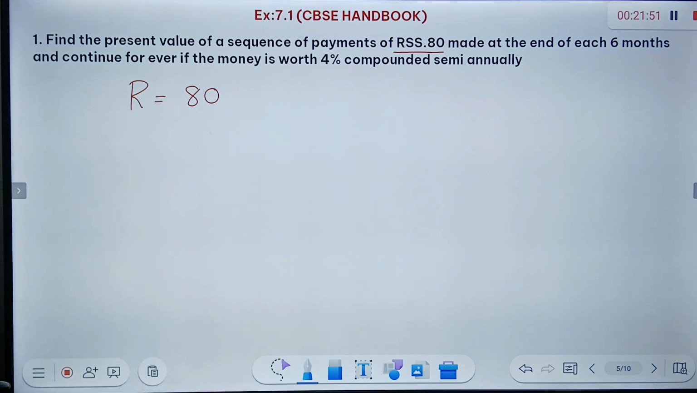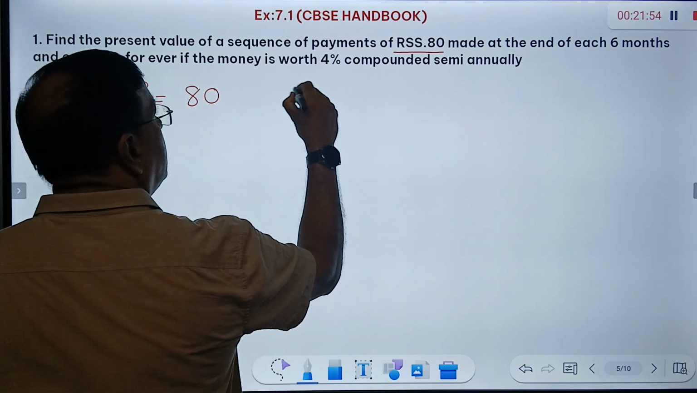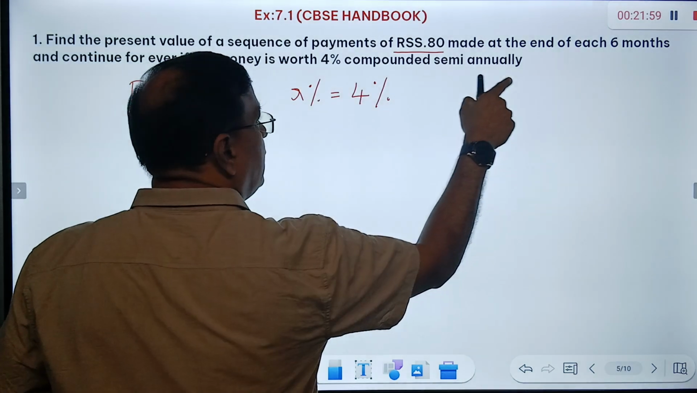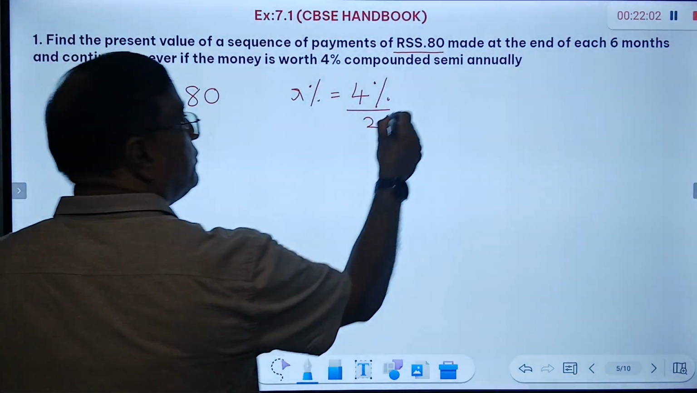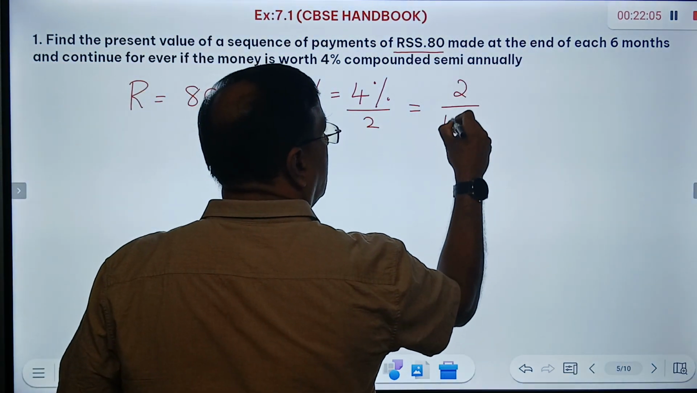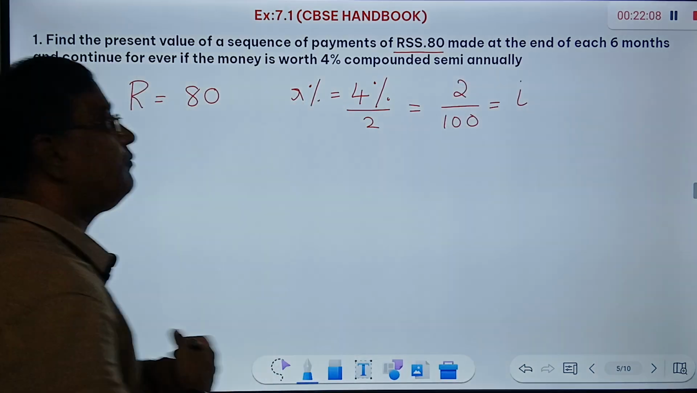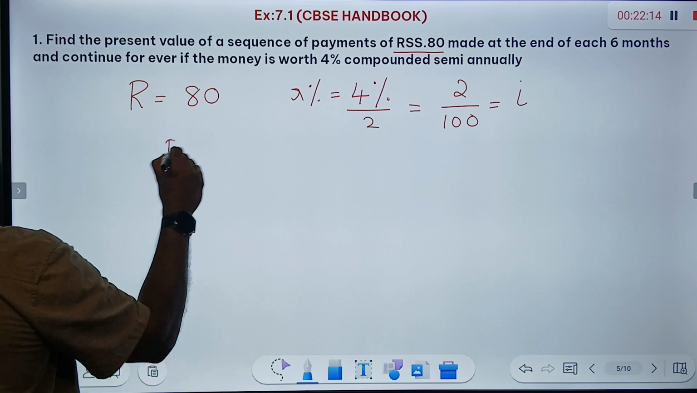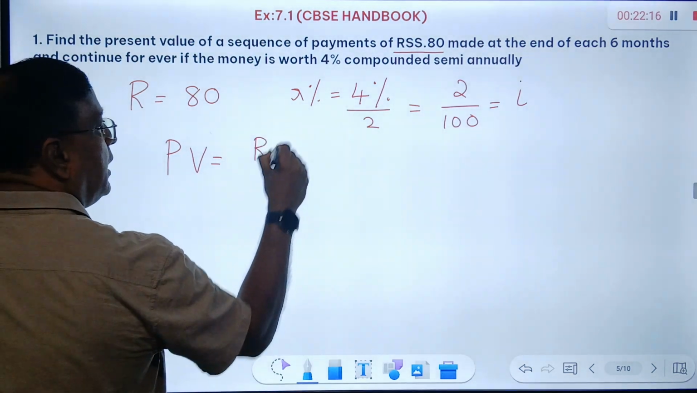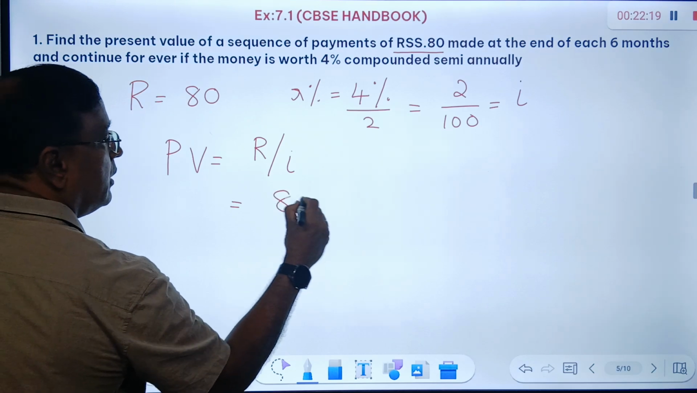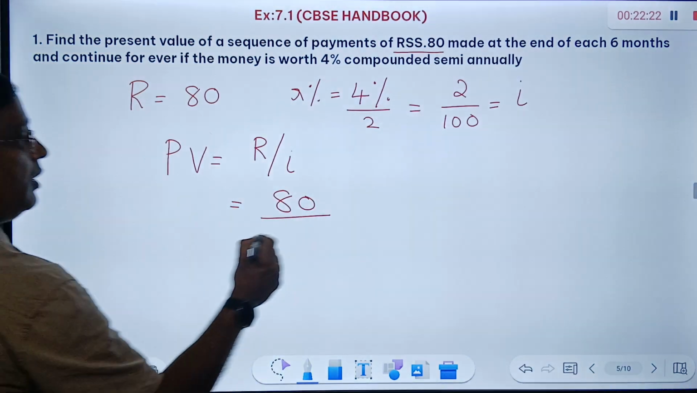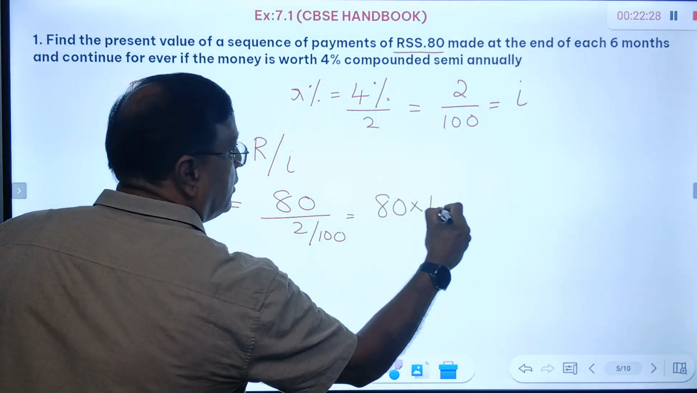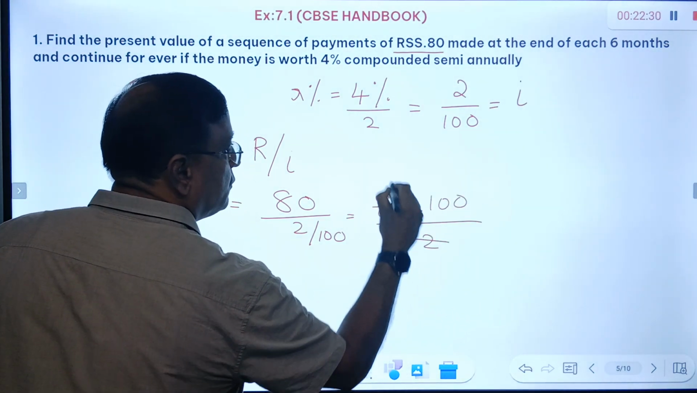Correct? Now what is my rate of interest? My rate of interest is 4%. But it is compounded semi-annually, so it has to be divided by 2. So what is that? 2 by 100. This is my i. Now what is the formula? Present value equal to R by i. Now what is R? 80. And what is i? 2 by 100. So this is nothing but 80 into 100 divided by 2, which is 40.